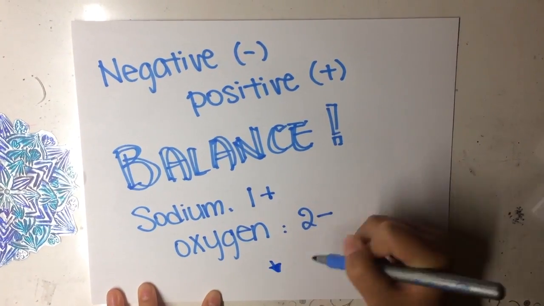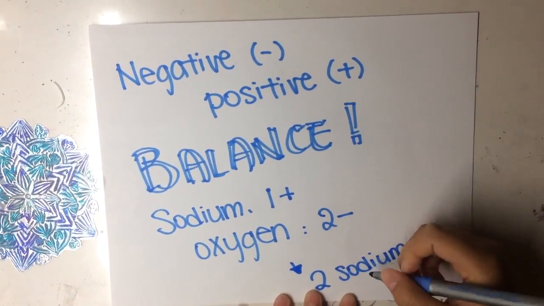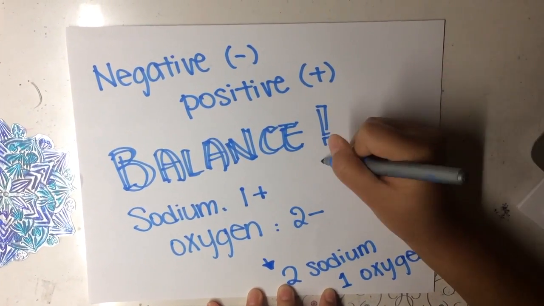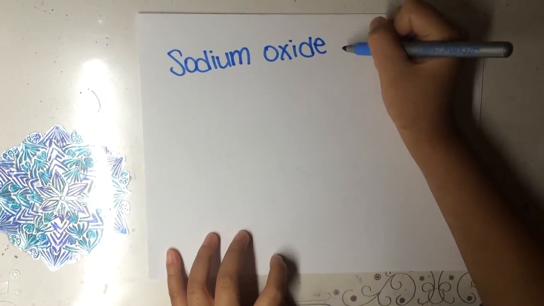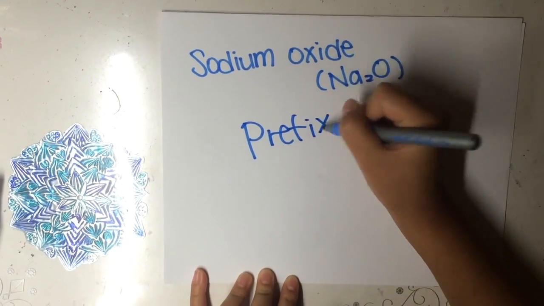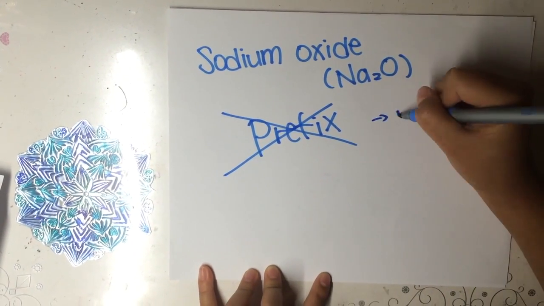Because oxygen has a charge of -2, while sodium atoms have a charge of +1. Therefore, you need two sodium atoms to form a compound. Sodium oxide doesn't have any prefixes because it is an ionic compound, since sodium is a metal while oxygen isn't.